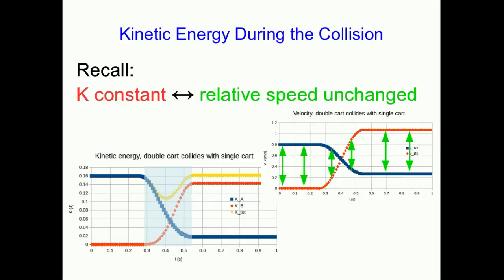Think about it. The two carts start off moving at each other, and after the collision, they're moving away from each other. So the relative velocity certainly changes, and so the relative speed must as well. And in fact, there must be some time, roughly halfway through the collision, when the relative speed is zero. Well, if the relative speed has changed, then the kinetic energy must have also changed, and so the kinetic energy has to change during the collision.